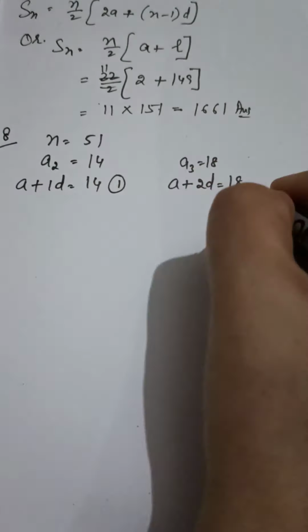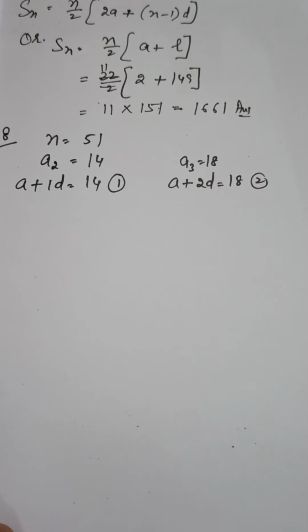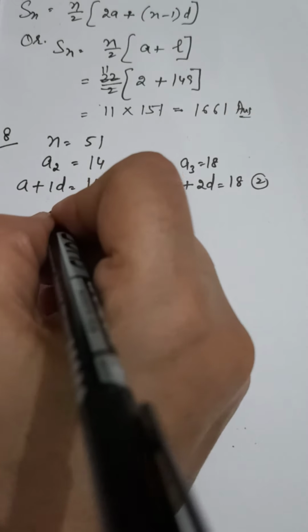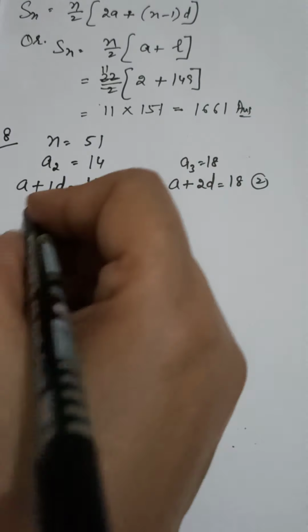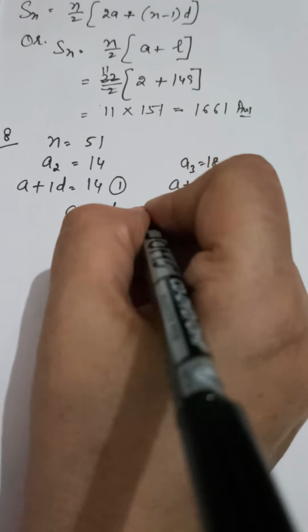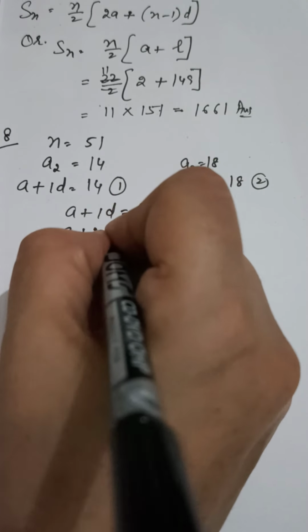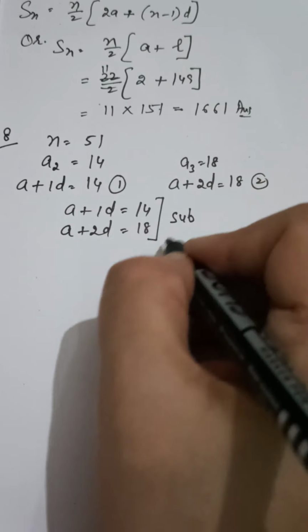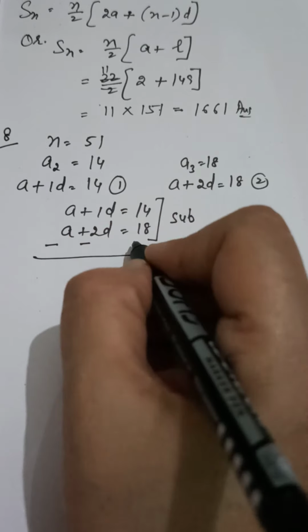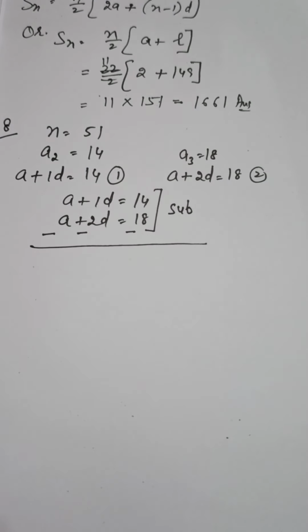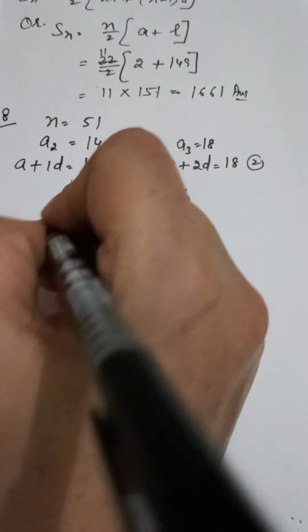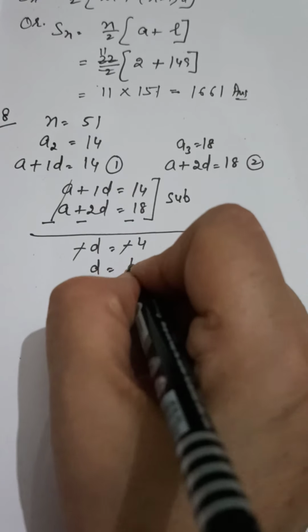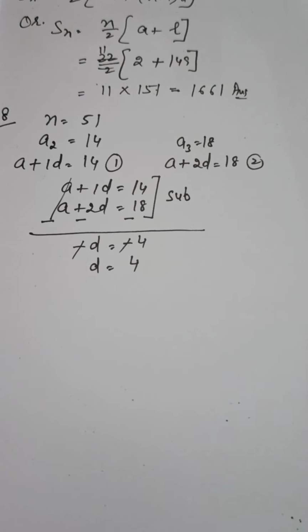So we have two equations now. By using the elimination method, we can solve and find the values of a and d. How to solve? a plus 1d is equal to 14. a plus 2d is equal to 18. When we subtract these, we have done this method in our third chapter. When we subtract, the signs change. a and a cancel. Minus d is equal to minus 4. Minus minus sign cancelled. So d is equal to 4.